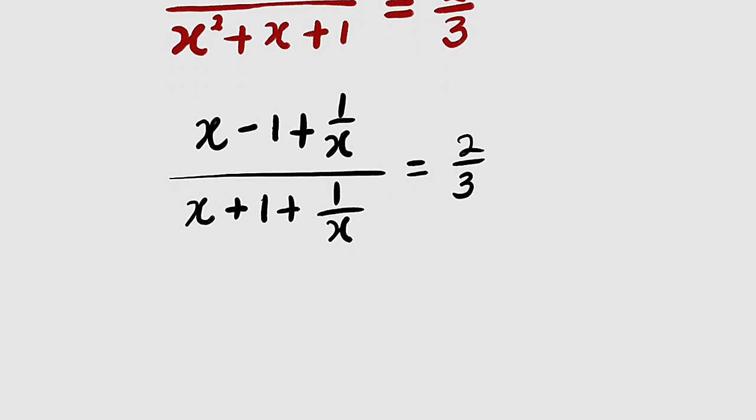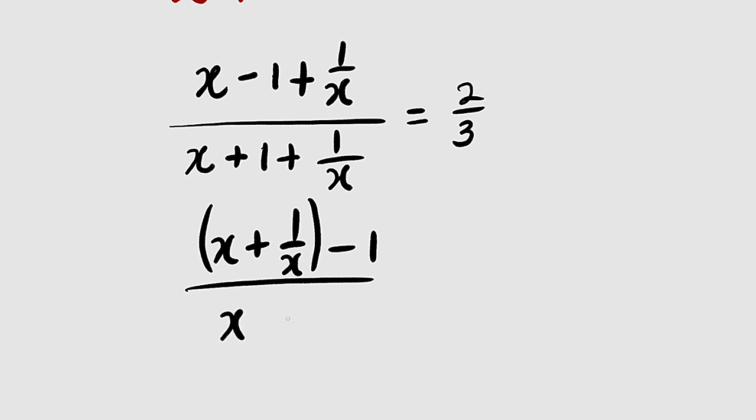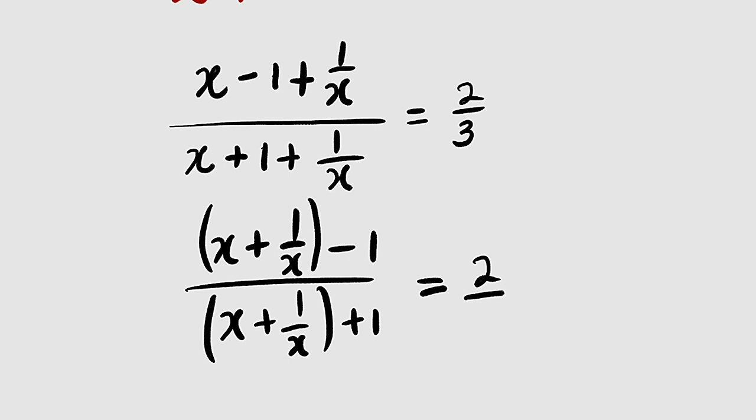So now let us rearrange these expressions, because you can see we have x plus 1 divided by x. So we can take negative 1 to the end and also positive 1 right here. So we have x plus 1 divided by x, then minus 1, divided by x plus 1 divided by x, then plus 1. Remember that this is equal to 2 divided by 3. So we are almost done.